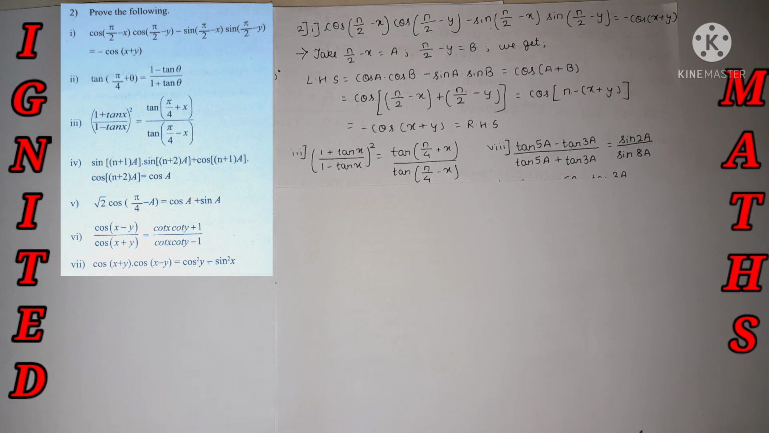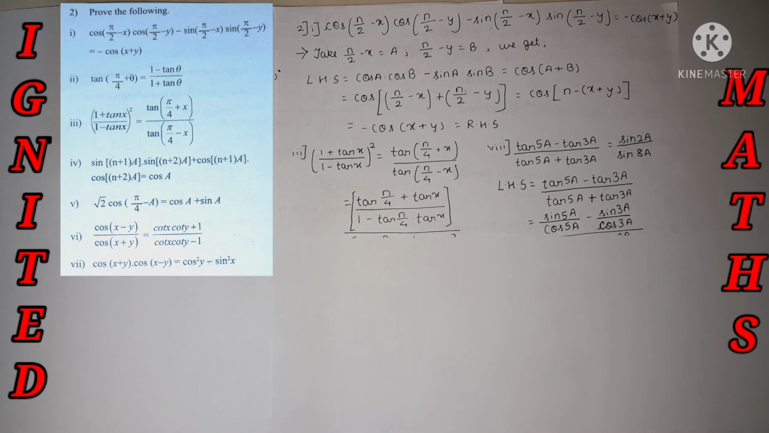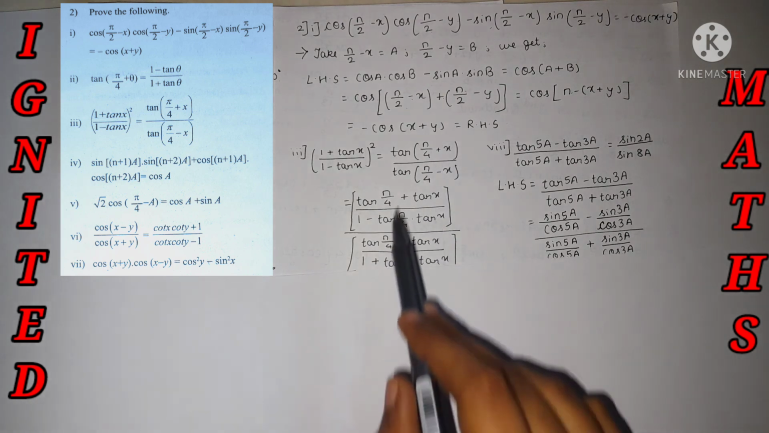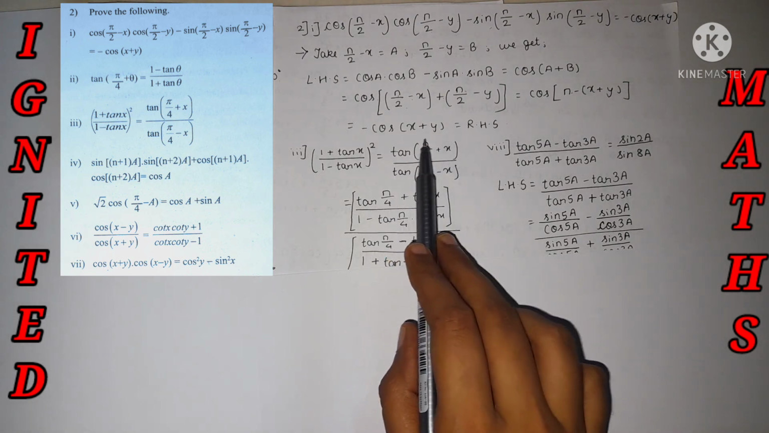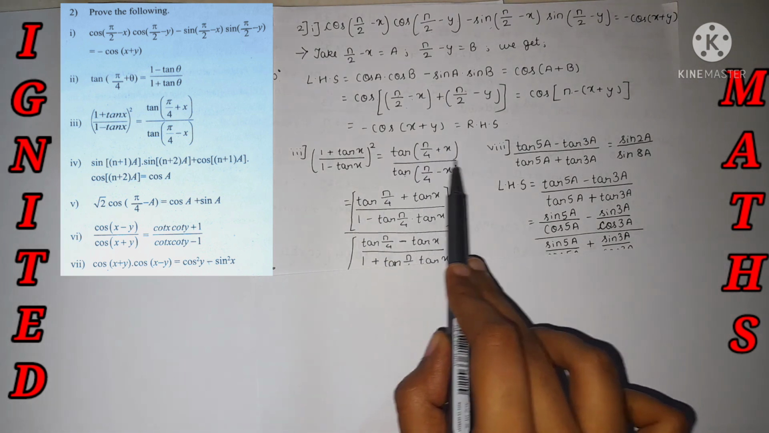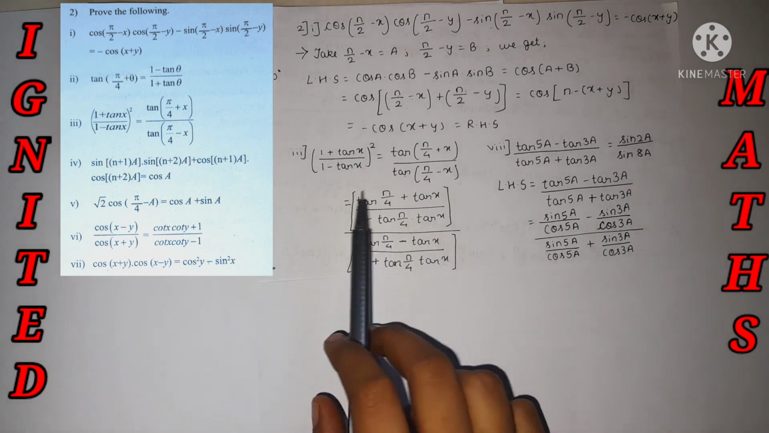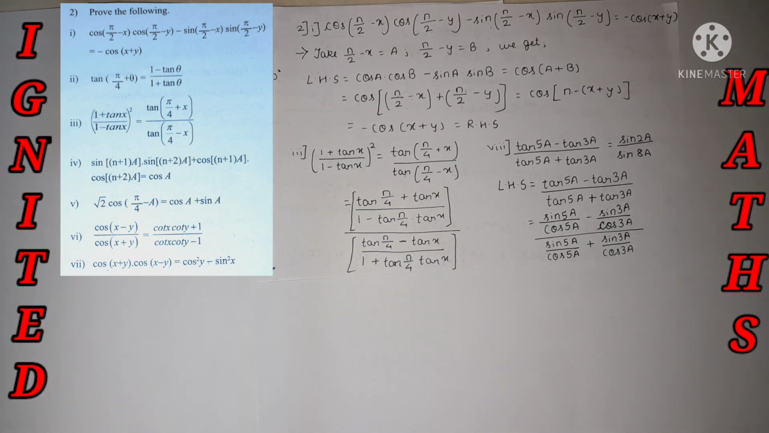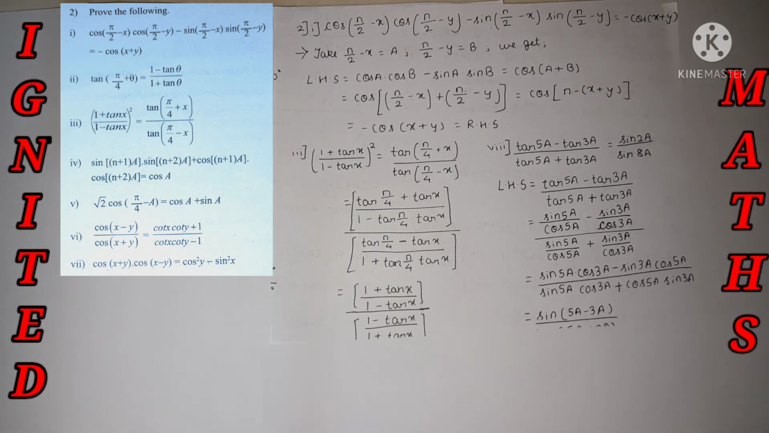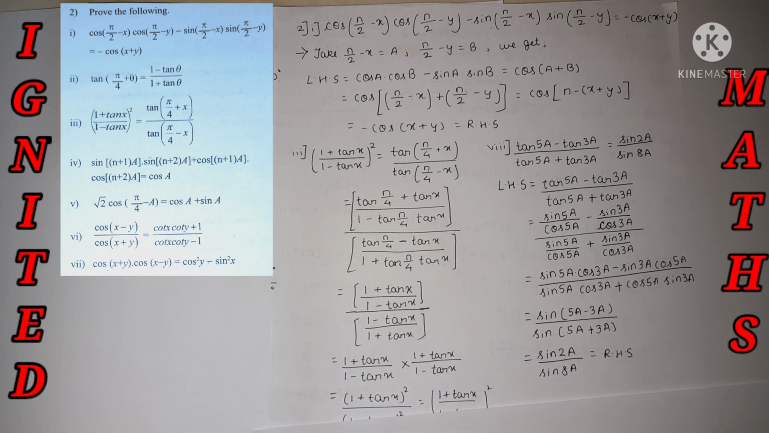Okay, so let's take the RHS value, that is nothing but tan(π/4 + x) divided by tan(π/4 - x). This is what my RHS value is, so I took it that way. Can I use the tan(a + b) formula and over here the tan(a - b) formula? Can we use it? Yes, just use it over here. And we know that tan π/4 is nothing but 1. Yes, just put the value over here and we will be getting the LHS value.